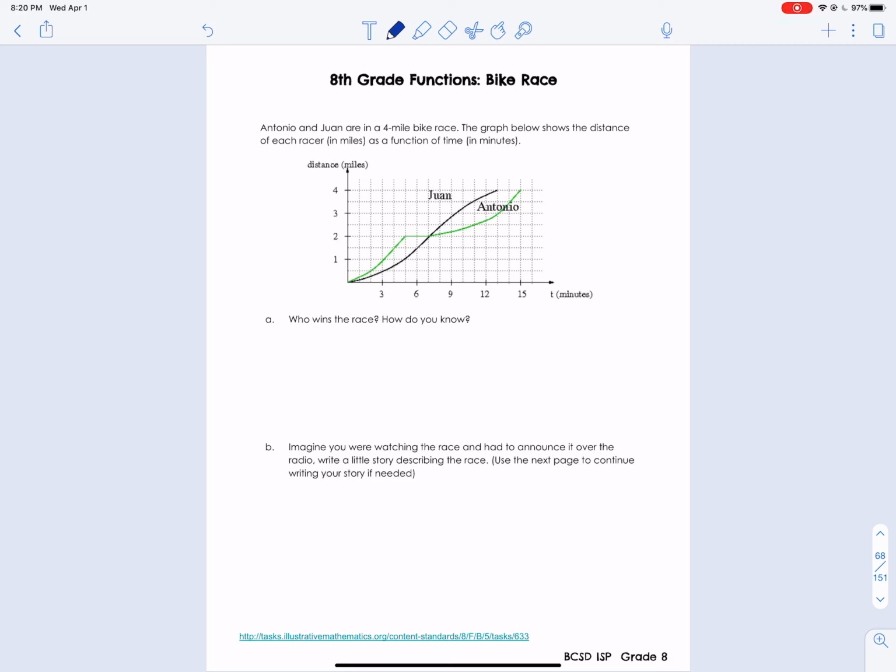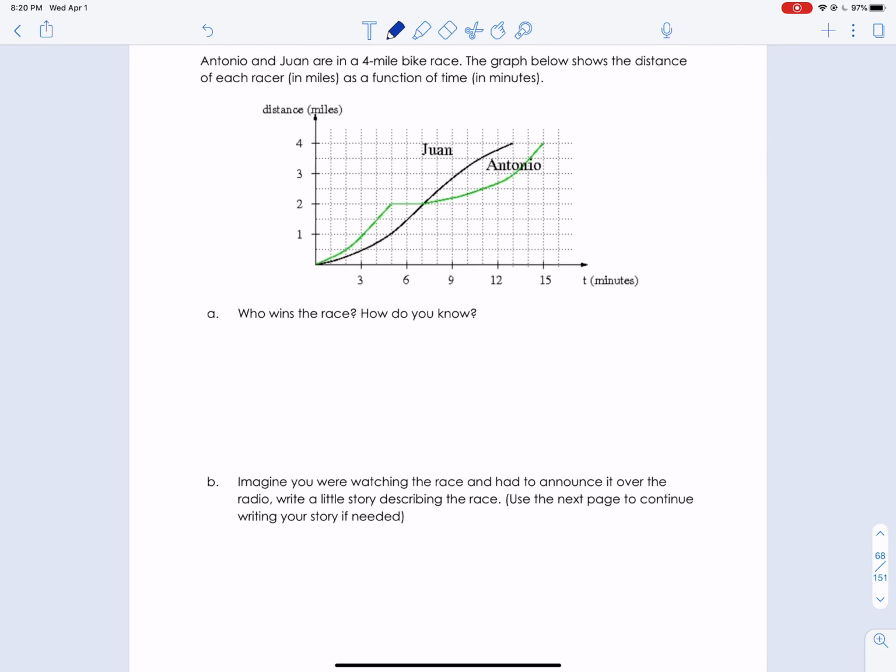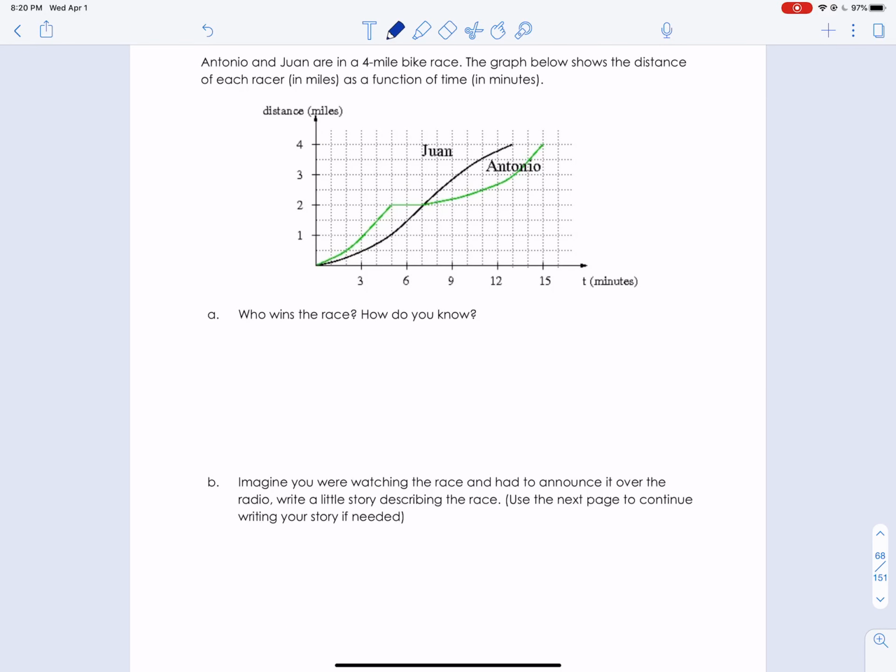Okay, this is day 5 of the distance learning packet in the math section. Again, we're starting off with functions, and here we have a bike race. So we have two people, Antonio and Juan, and they're in a 4-mile bike race. The graph shows their journey along that course. So let's just take a look at this graph.